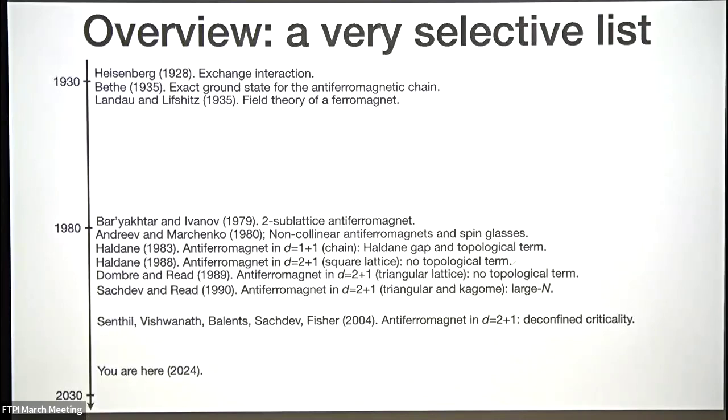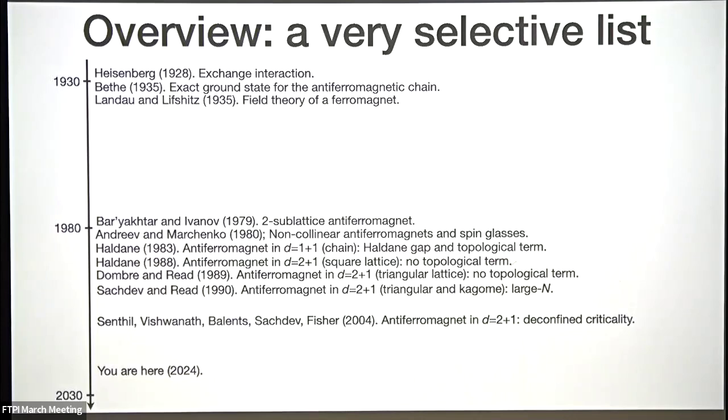Took me a while to figure it out. In the 80s, Duncan Haldane was also working on the subject, and his work on the antiferromagnetic Heisenberg chain brought up some very interesting discoveries that were deemed worthy of a Nobel Prize later, such as the Haldane gap in integer spin chains and absence thereof in half integer spin chains, which was ultimately linked to the presence of a topological term in the field theory.